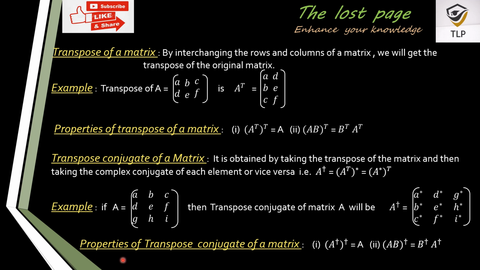Now, properties of transpose conjugate of a matrix. First property is A dagger whole dagger equal to A. Second property, AB dagger equal to B dagger A dagger.